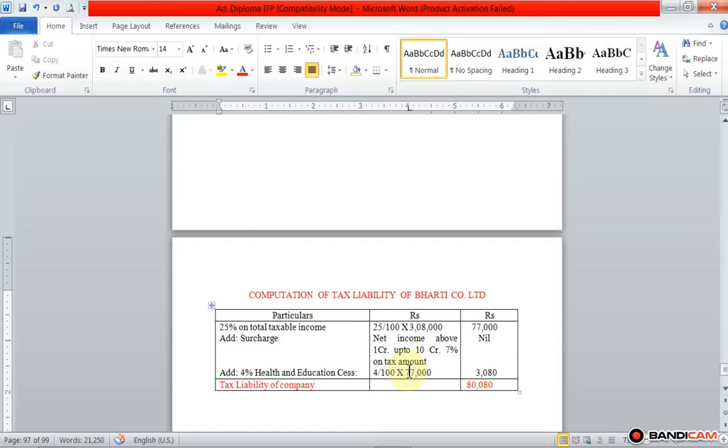4%, 4 divided by 100 multiplied by 77,000 we get 3,080 rupees. Okay, and that 3,080 rupees is added to the tax amount. So here we make a total, that is 77,000 plus 3,080, we get 80,080 is the tax liability of the company.